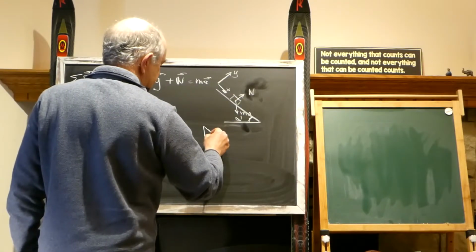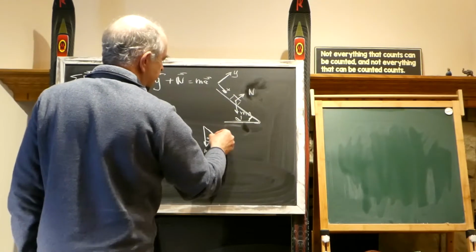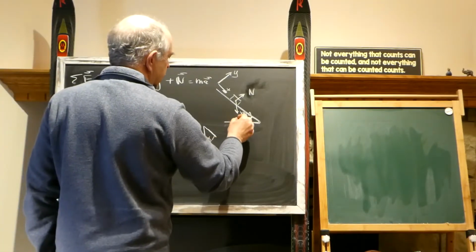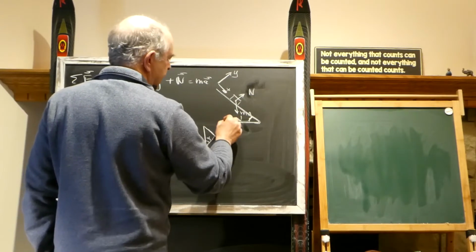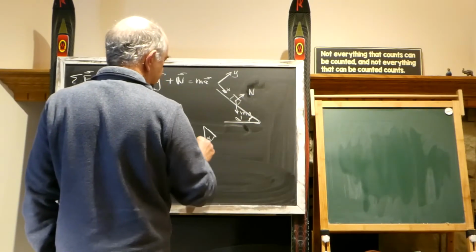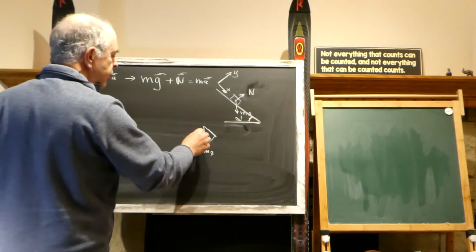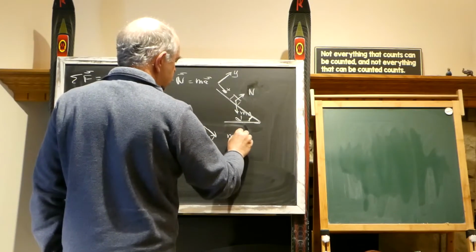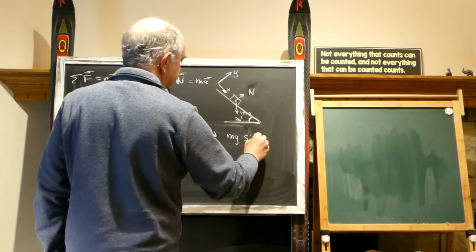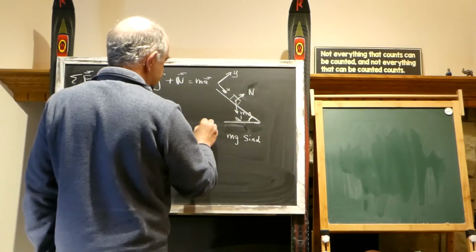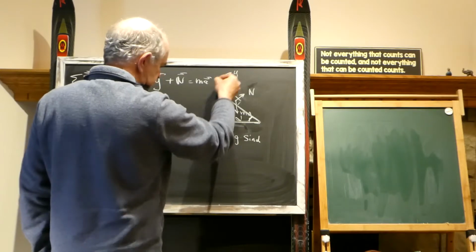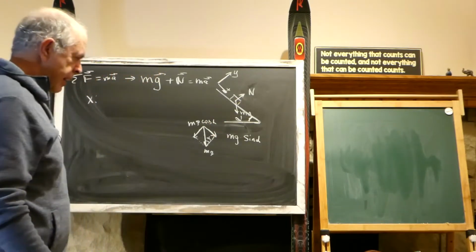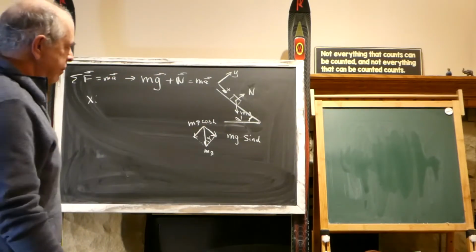Because this and this angle, they have both sides perpendicular to each other. This is perpendicular to that, and this is perpendicular to that. So that means it's the same angle. And so we have a triangle, we have a hypotenuse, and we immediately see that this is mg multiplied by sine alpha. And likewise, this projection on this axis is mg cosine alpha. And that's all that it takes. That's the only stumbling point here as far as I can see.